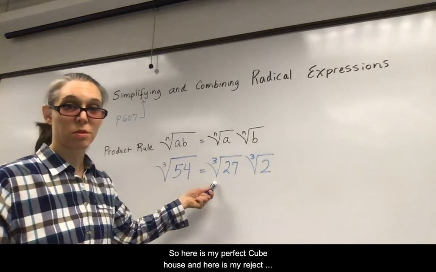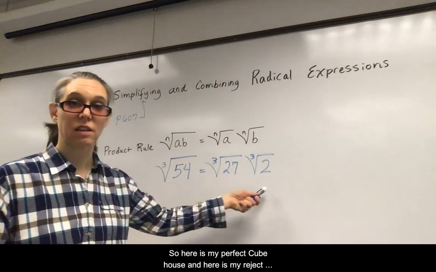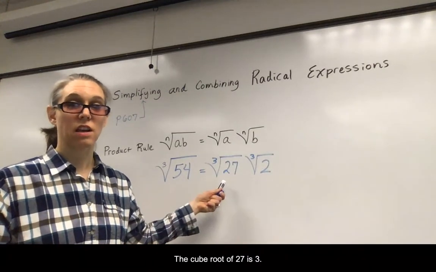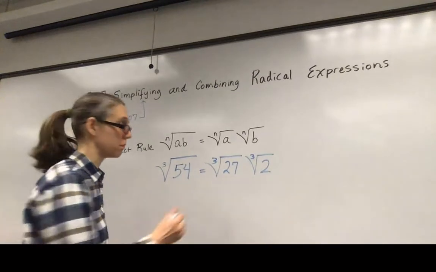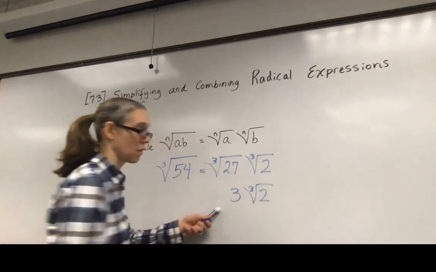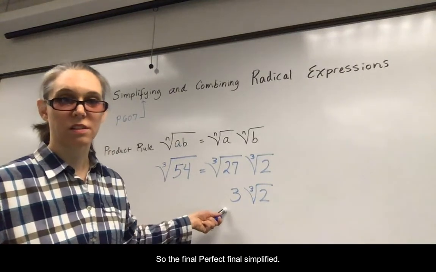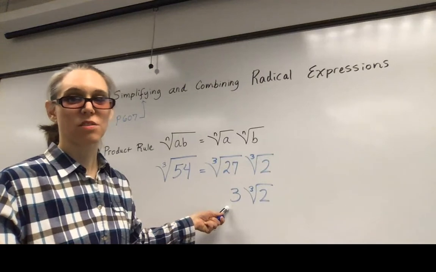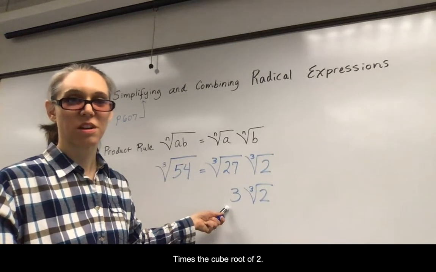So here is my perfect cube house, and here is my reject house. I have split it up into 2 radicals. The cube root of 27 is 3. So the final simplified answer is 3 times the cube root of 2.